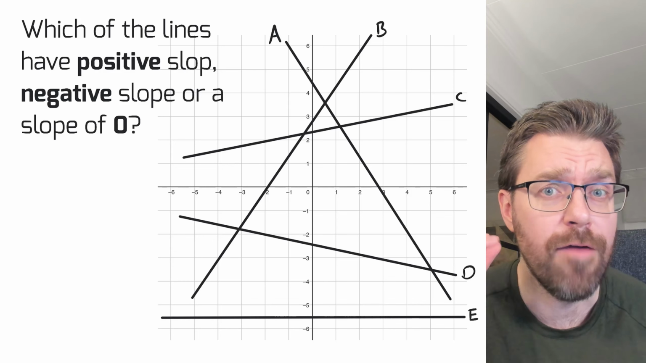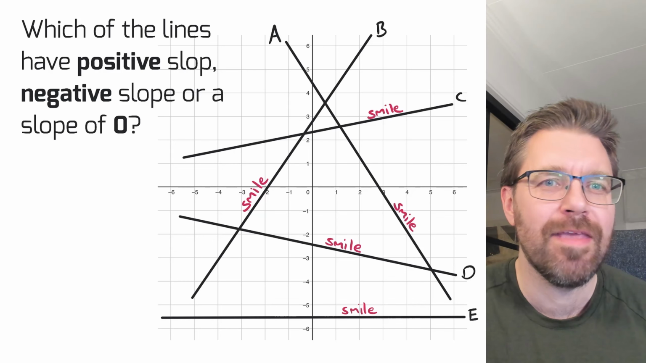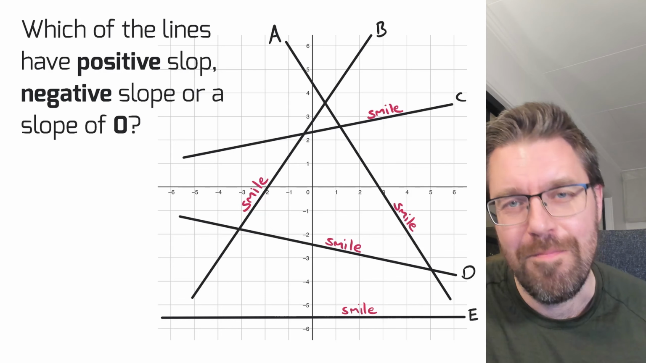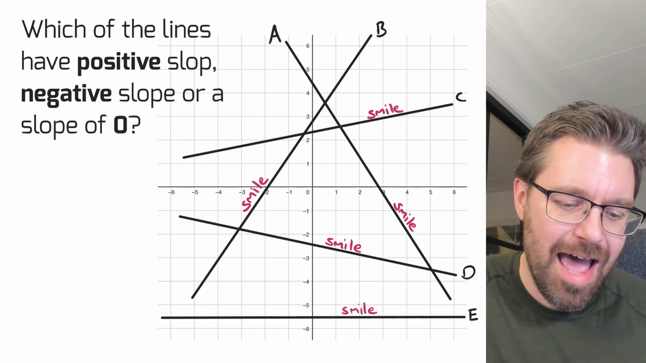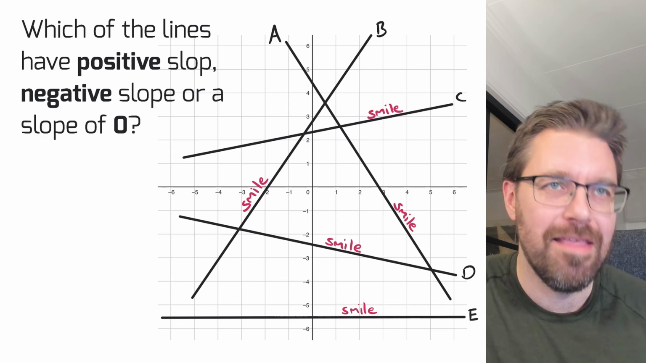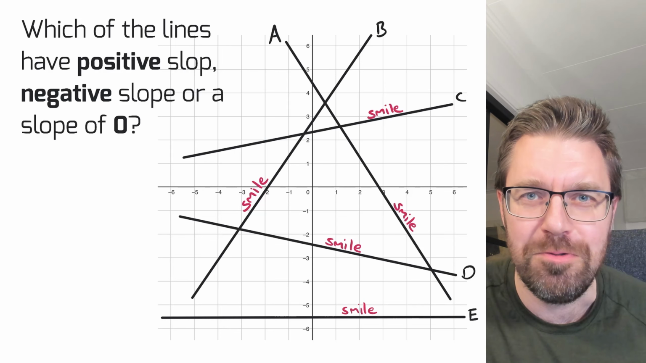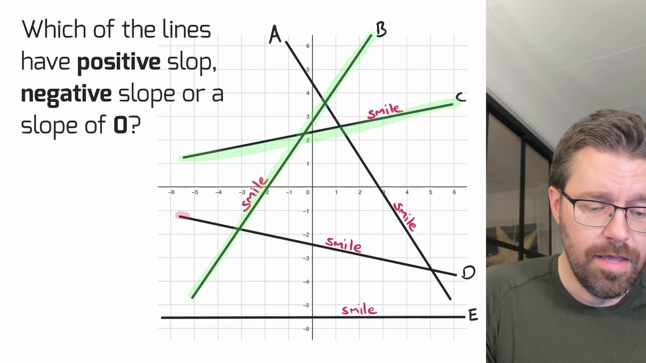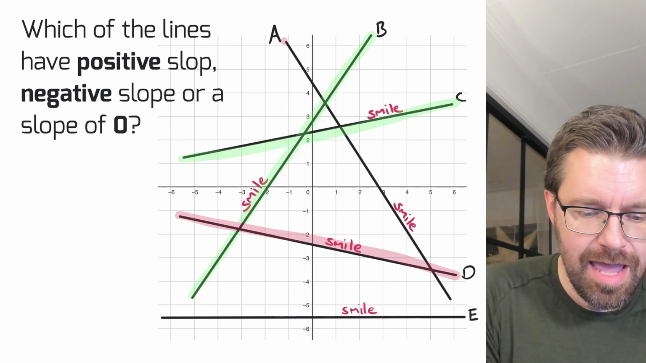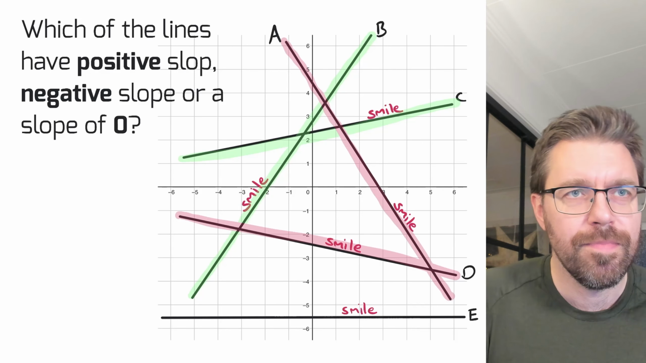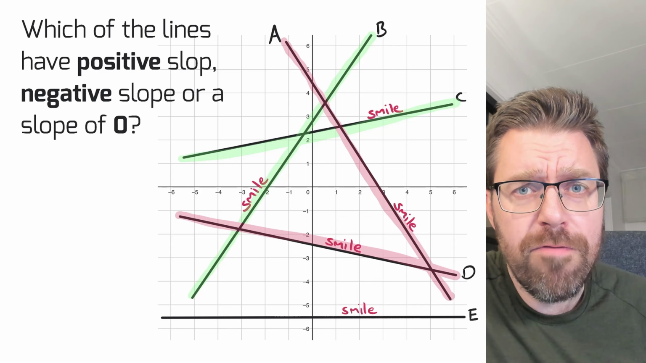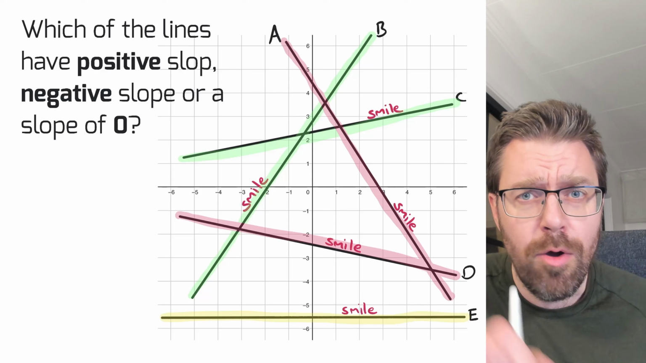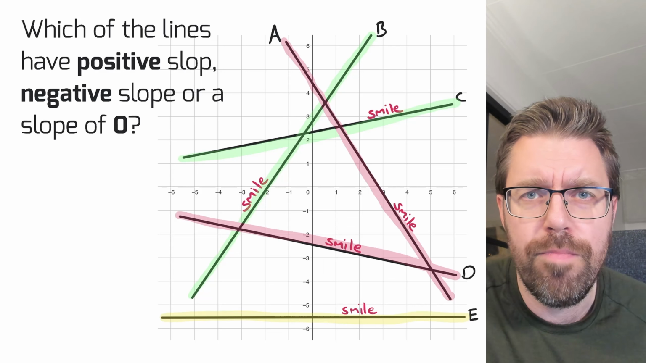In my mind I write smile on every line. And if the text goes up, then the slope is positive. So for line C the slope is positive, and line B, the slope is positive too. If the text goes down, the slope is negative. So line D and line A have negative slope. And line E has a slope of 0, because if I go from left to right, I go neither up nor down. So it has the 0 slope.